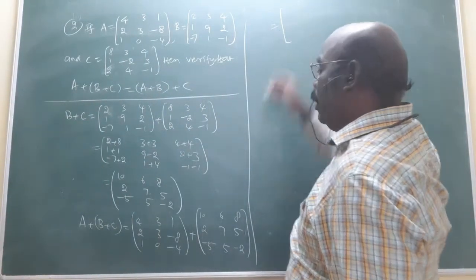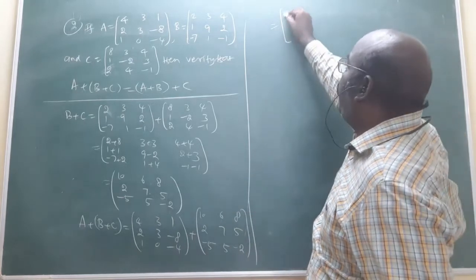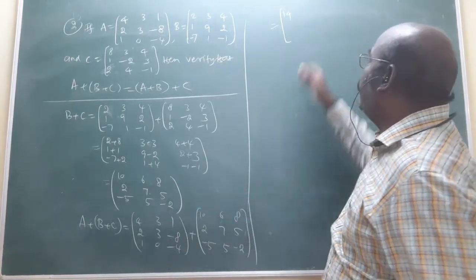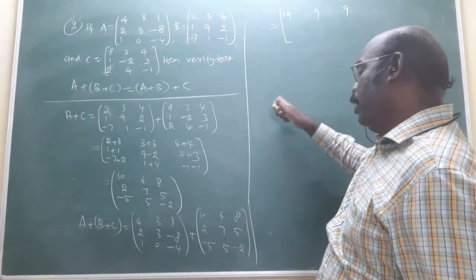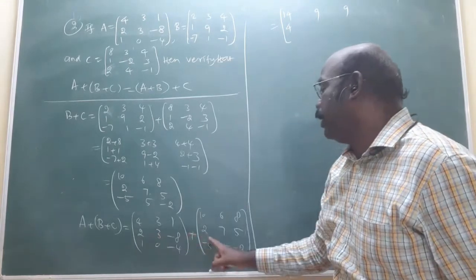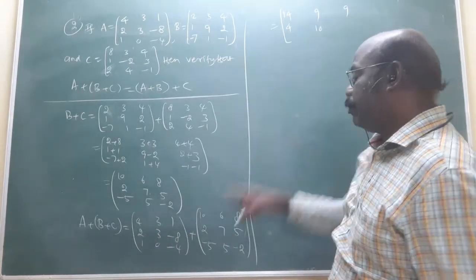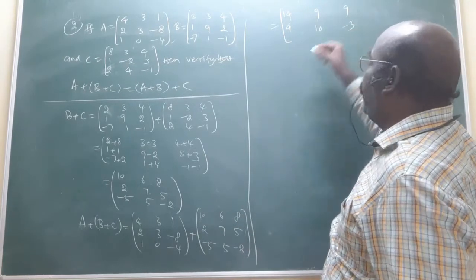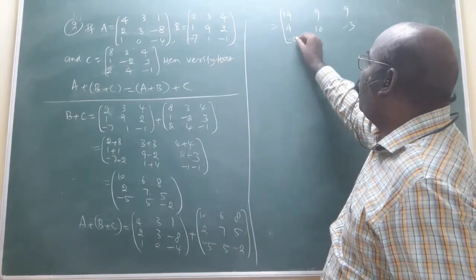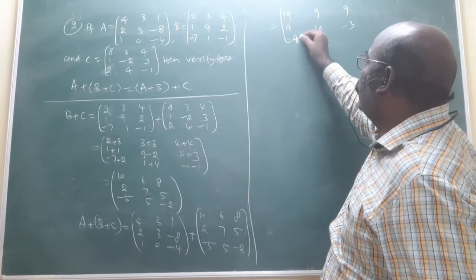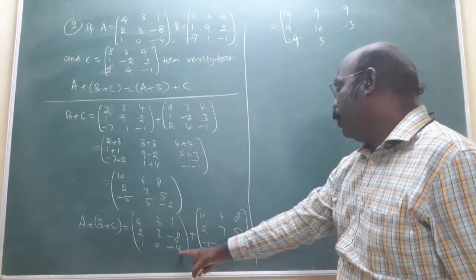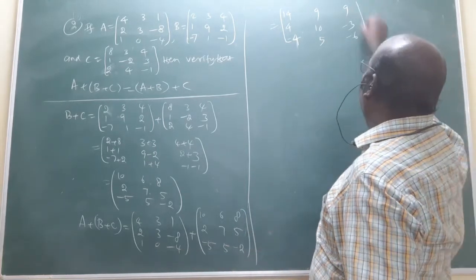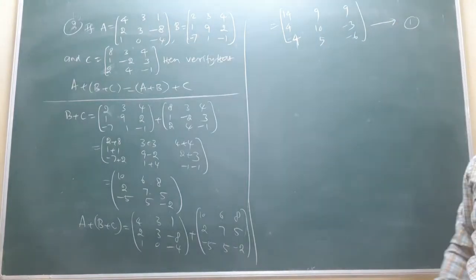Equal to adding 4 plus 10, that is 14. 3 plus 6, 9. Next, 1 plus 8, 9. Again, 2 plus 2, 4. Here 3 plus 7, 10. Here minus 3. Next, 1 minus 5, that is minus 4. Next, 0 plus 5, 5. Next, minus 4 minus 2, minus 6. This is the first answer. In this way, you find the first answer.